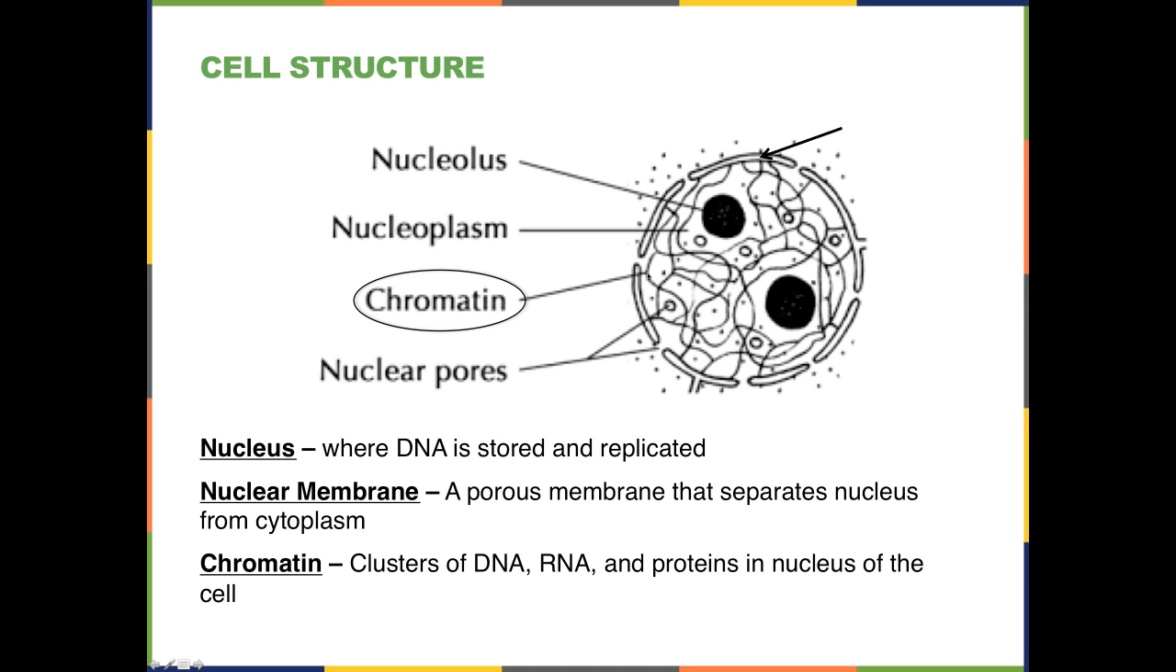Chromatin is just another term for clusters of associated DNA, RNA, and proteins in the nucleus. And then this large body here and here is called the nucleolus, and the nucleolus is the center of RNA synthesis. And you'll remember that RNA is synthesized from a DNA template in the process of transcription.